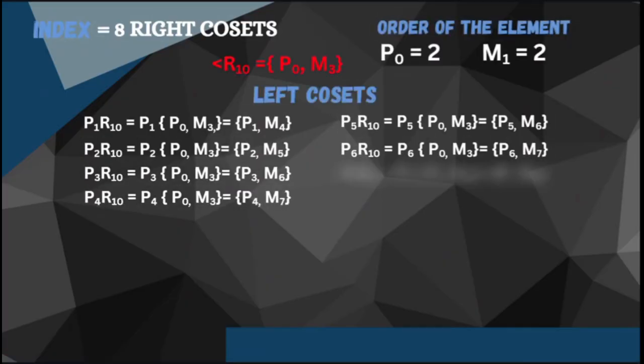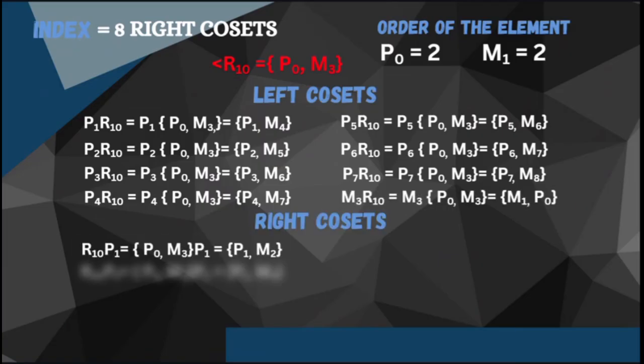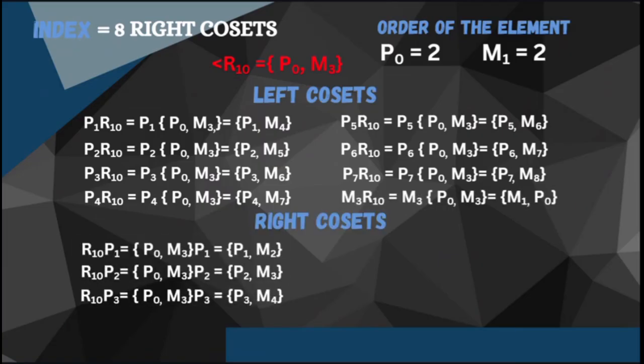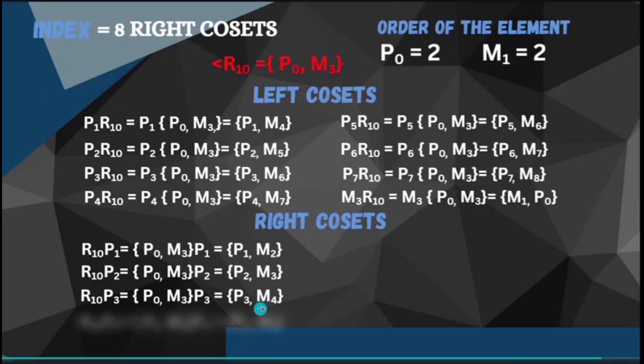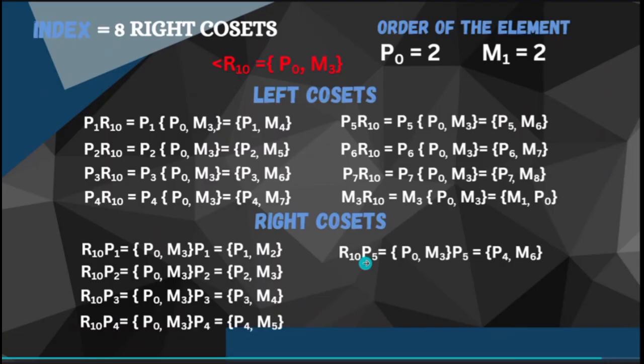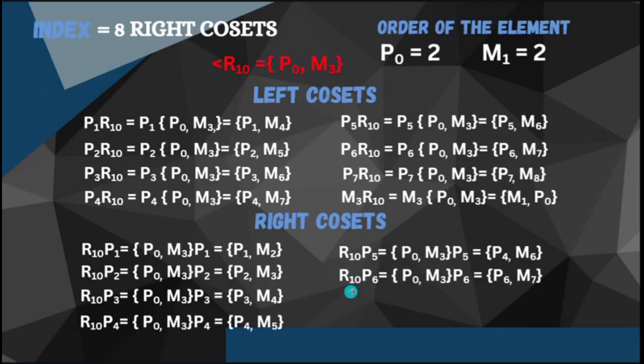Sorry for the technical problem. For R sub 10 multiplied by rho sub 3, we have rho sub 3 and mu sub 4. For R sub 10 multiplied by rho sub 4, we have rho sub 4 and mu sub 5. For R sub 10 multiplied by rho sub 5, we have rho sub 4 and mu sub 6. For R sub 10 multiplied by rho sub 6, we have rho sub 6 and mu sub 7. For R sub 10 multiplied by rho sub 7, we have rho sub 7 and mu sub 8.